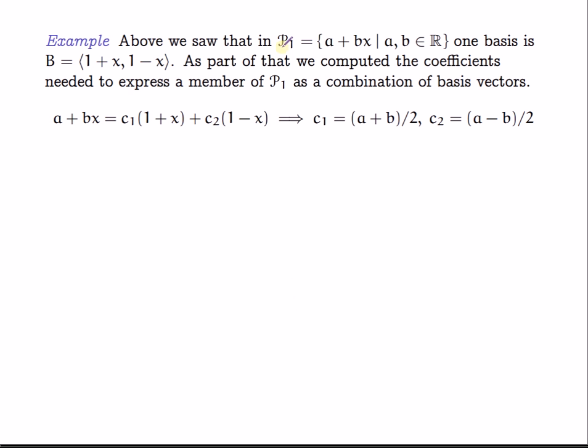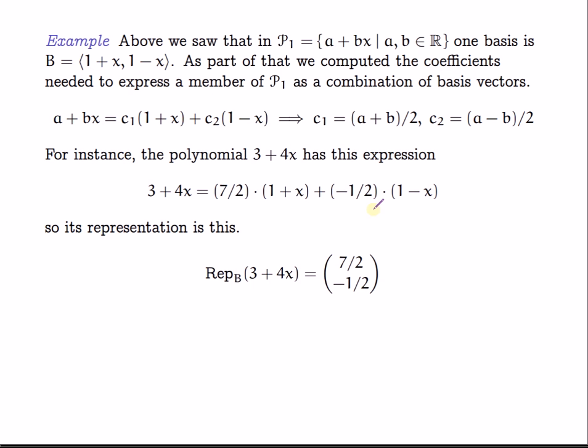For instance, in the vector space of linear polynomials, we showed that 1 plus x, 1 minus x is a basis of this set. And we computed the coefficients necessary to express a plus bx in terms of these two basis vectors. And here are the coefficients. In this particular example, 3 plus 4x, it can be computed that the coefficients are 7/2 and -1/2. So the representation of 3 plus 4x with respect to this particular basis is given by the two coefficients, 7/2 and -1/2.